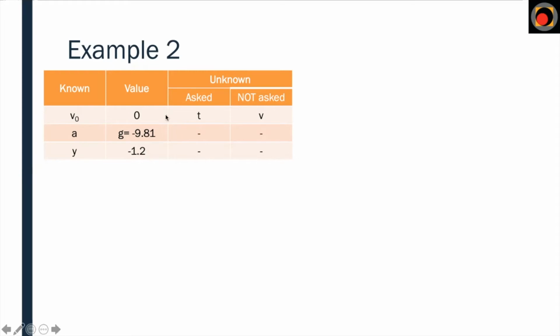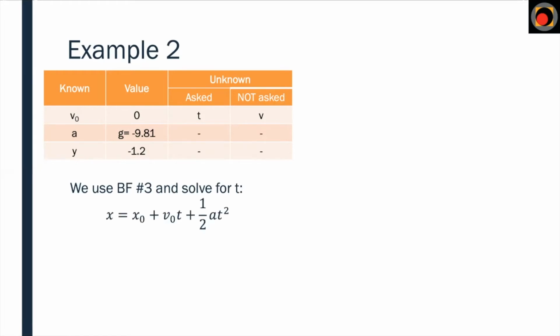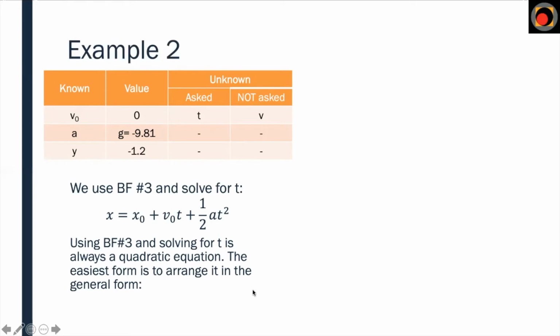So we will only focus on a formula that has time. Okay, we can use BF number 3. Why? Because it's the only one that has initial velocity, acceleration, final and initial positions, and the time. It does not have v, so we can use that one. Okay, this is the formula: x minus x0 equals v0 t plus 1/2 a t squared. We can change these x's, which are positions, for y's because we're talking about vertical positions. And we will look for t.